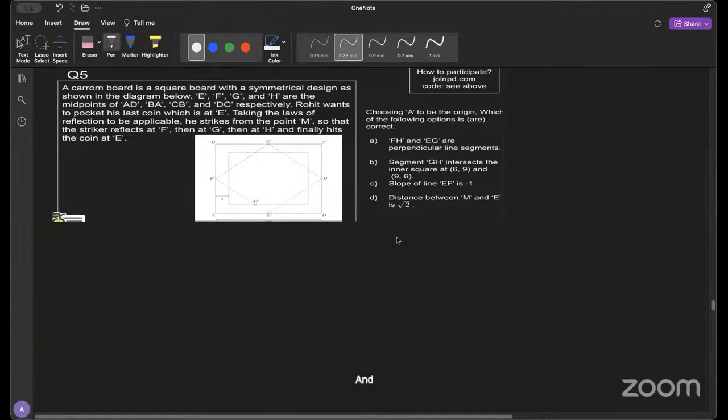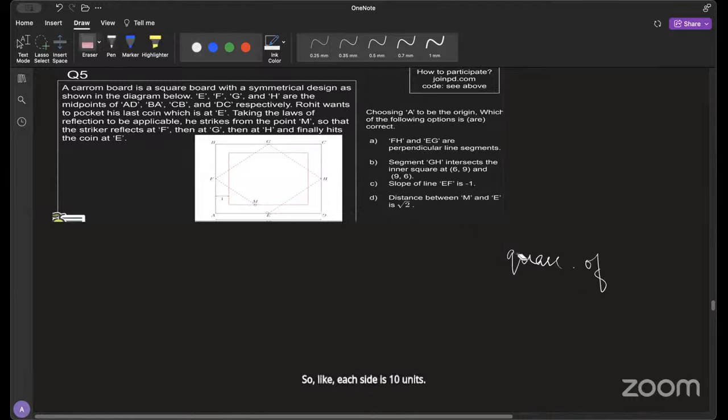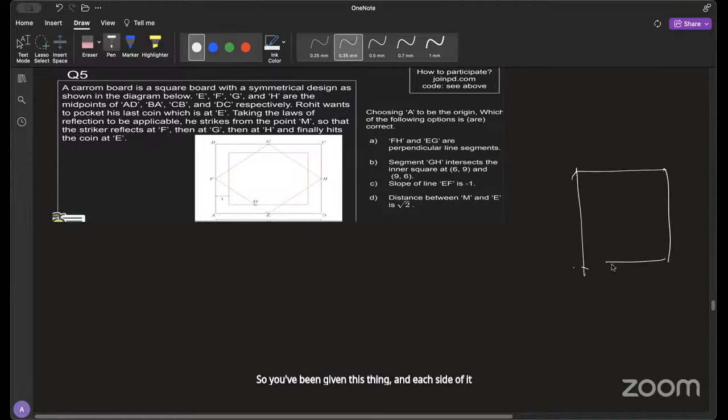I think it's not given in the question for this one, because it's given to be a square. Consider it to be a square of 10 units, so each side is 10 units. So you've been given this thing, and each side of it is 10 units. This length is 10, this is also 10, and the other ones are also 10.